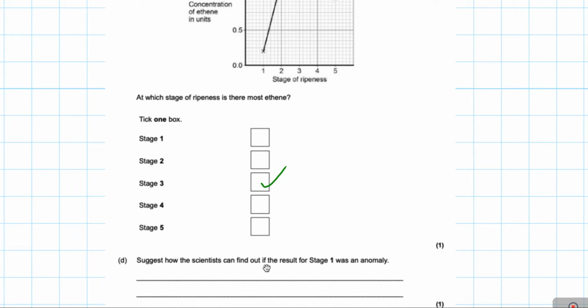Suggest how the scientists can find out if the result for stage 1 was an anomaly. Anytime you see an anomaly, this is a result that is not in keeping with the rest of the data. You think that there's an error. So what we have to do is repeat the experiment. Repeating the experiment will improve your chances of determining if an anomaly is actually an anomaly or is just a mistake that you've made or a mistake in the equipment. So repeat the experiment.